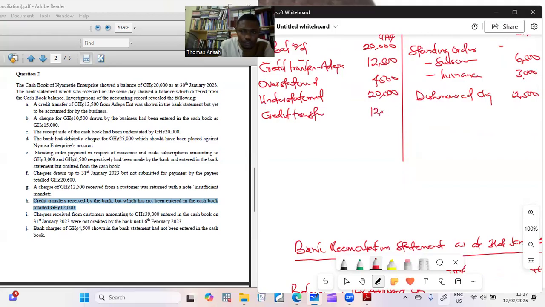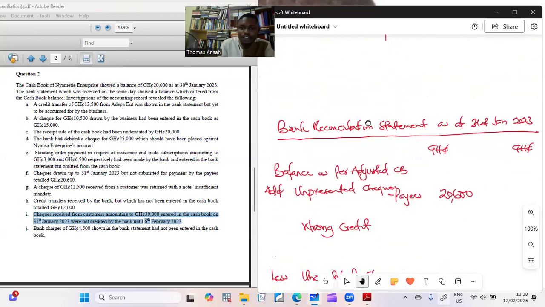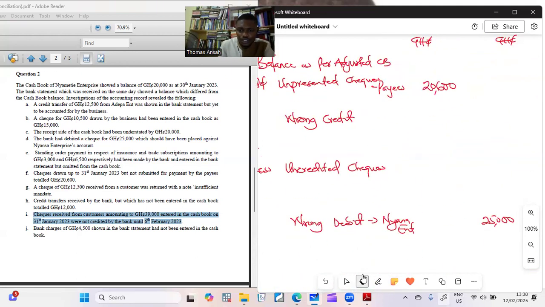That is 12,000. The checks received from customers amounting to 39,000 entered in the cash book on 31st were not credited until, so that is uncredited checks, because we have debited our side, the bank has not credited yet. So uncredited checks amounting to 39,000. So this side should come here.